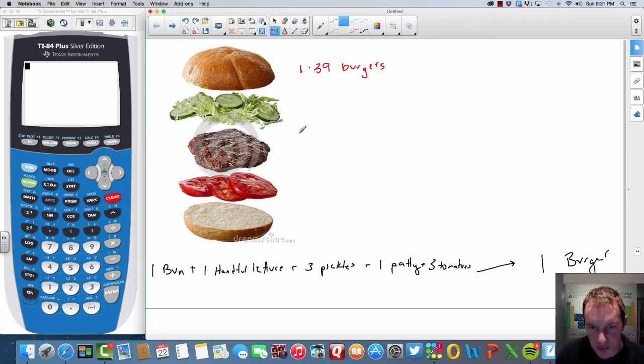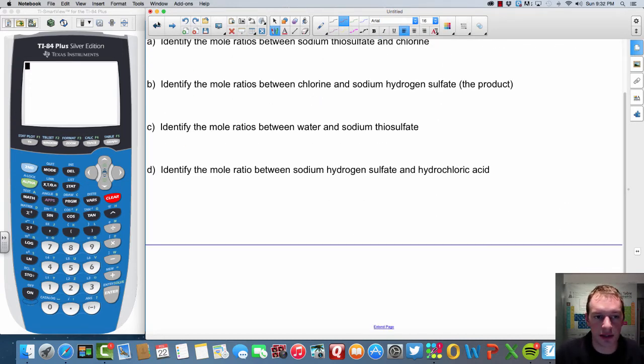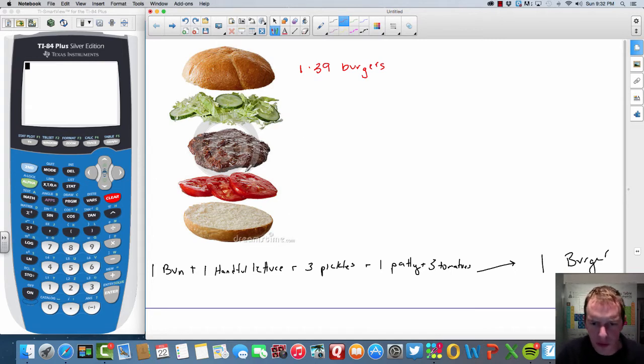Well, we can recognize that there are some ratios that exist. We can see that for every 1 burger that we're going to create, we're going to need 1 handful of lettuce. So it would make sense that if we had 1.39 burgers, we would need 1.39 handfuls of lettuce. But here's how this works. We can recognize that the mole ratio that exists is that for every 1 burger, we're going to need 1 handful, pardon the shorthand here, of lettuce.